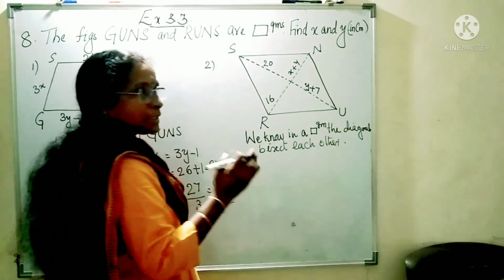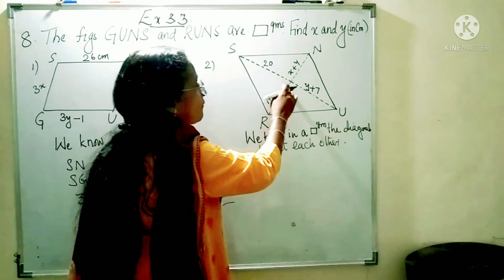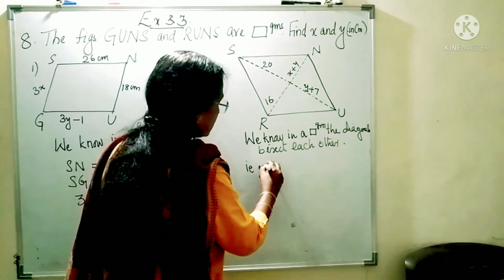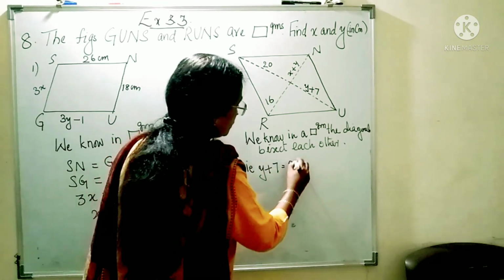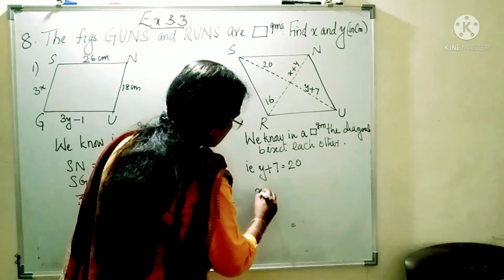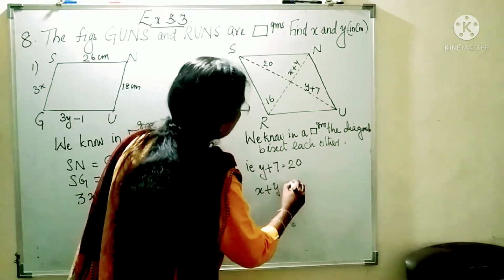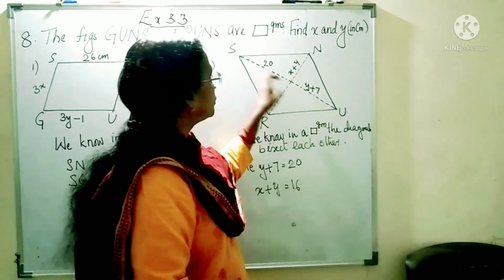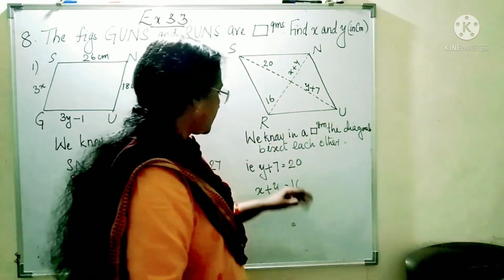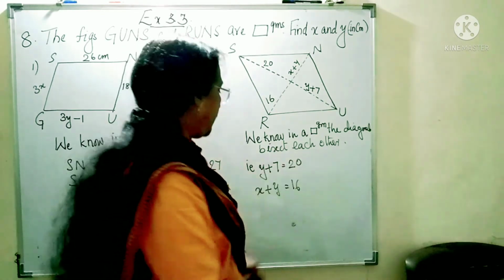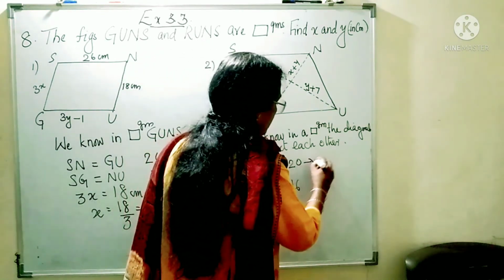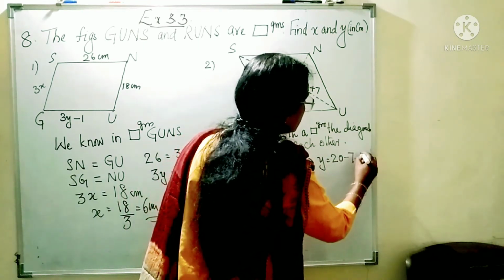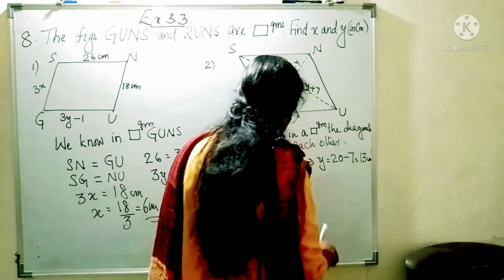So what can you say? When they bisect each other, each half will be equal. That is y plus 7 is equal to 20. x plus y is equal to 16. This diagonal is cut at this point. So this part is 20 and this part is y plus 7. So y plus 7 is equal to 20. So what will be y? y is equal to 20 minus 7, that is 13 centimeters.